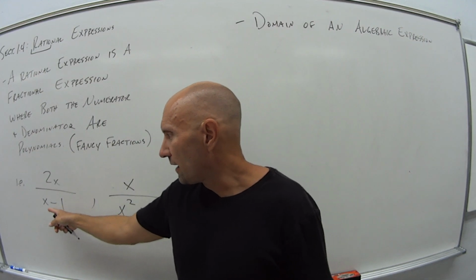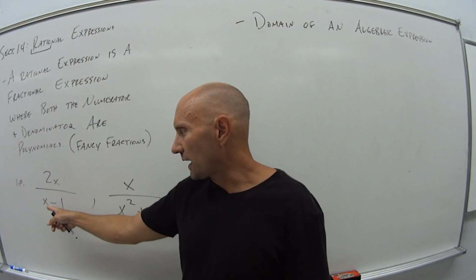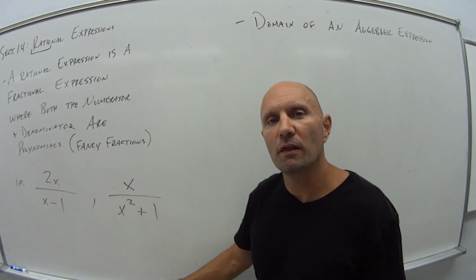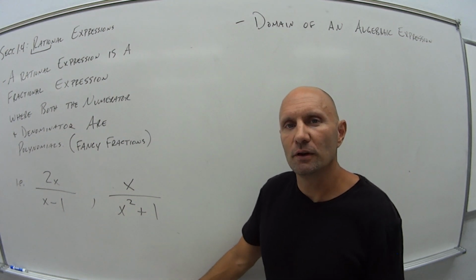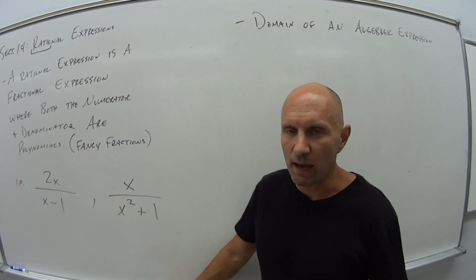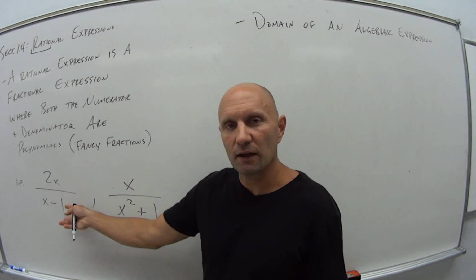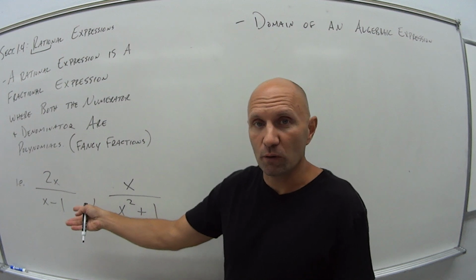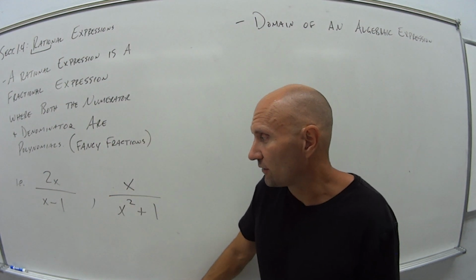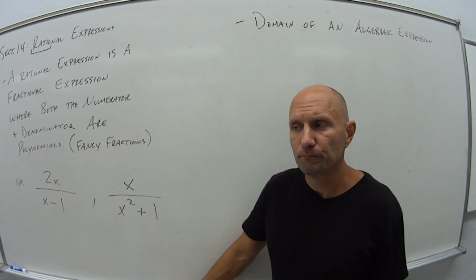I couldn't have x equal to 1, right? Because if x is 1, I get 1 minus 1 in the denominator, 0 in the denominator, which makes it undefined. Bad news. We don't want zeros in the denominator. So I couldn't pick x equal to 1. Anything else would be okay.